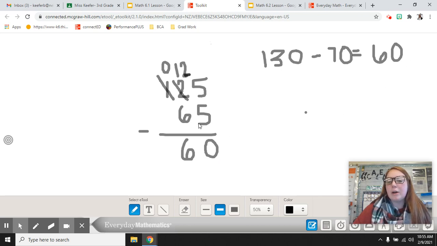Our answer is exactly what our estimate is. The reason is because, look, we added 5 here and we added 5 here to get our estimate. So because we added 5 in both places, it ended up evening out.